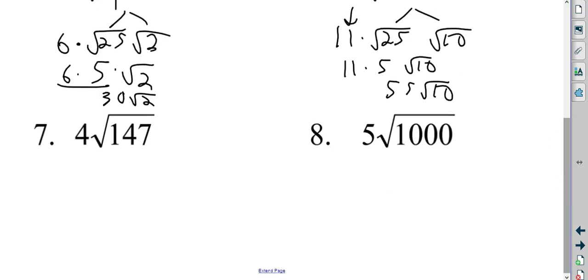Okay, 147. Well, now we're going to use our calculator. I don't know off the top of my head. So I'm going to take 147 and just divide by, I'm going to guess, 64. Nope, 147 divided by 49. There it is. So this is 49 and 3. 49 is a perfect square. But this 4 comes out also.